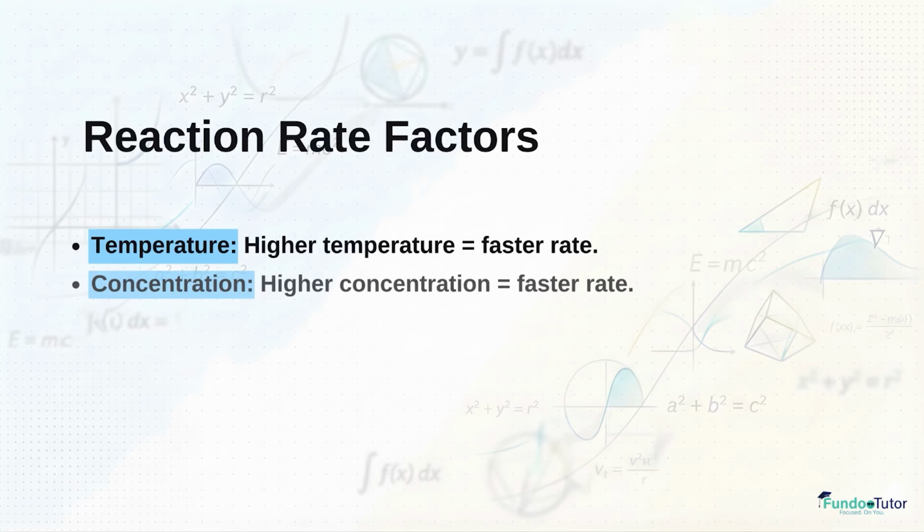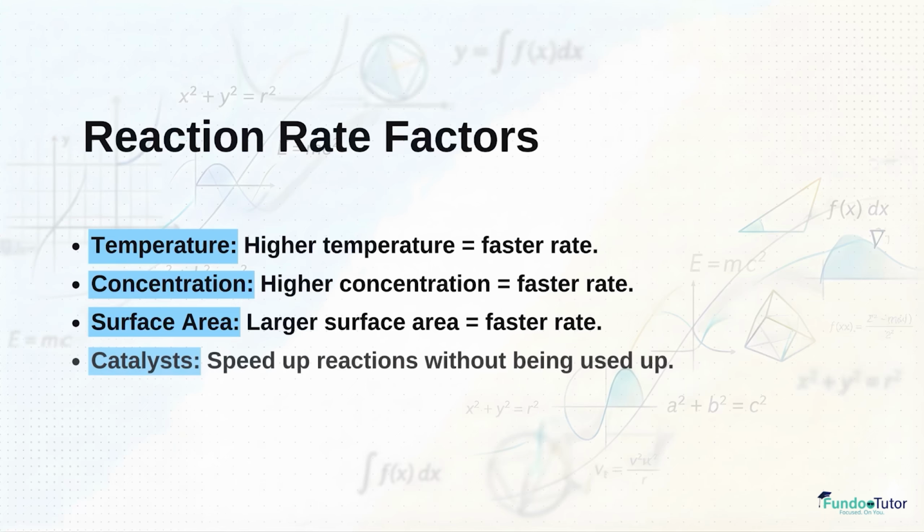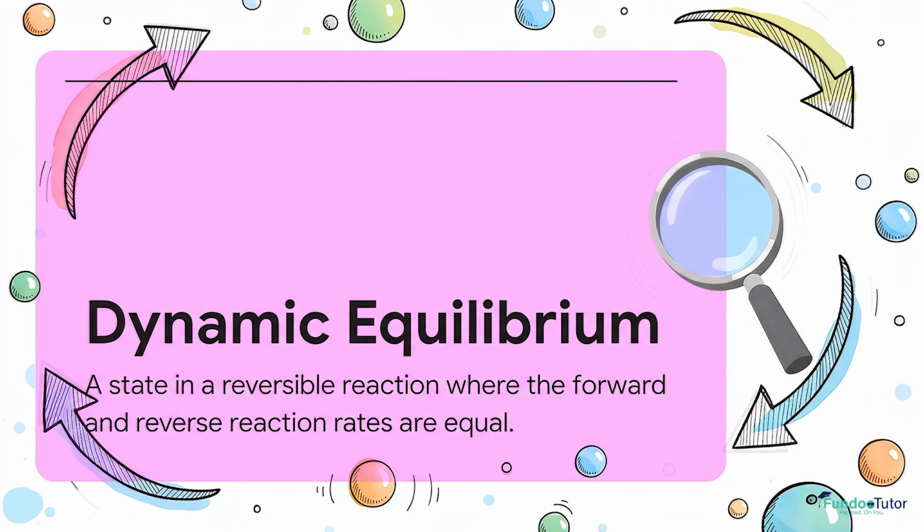Or you can increase the concentration, or the surface area, which means there are just more particles packed in and available to collide. And finally, you can add a catalyst, which basically just gives the reaction an easier, faster pathway to follow.